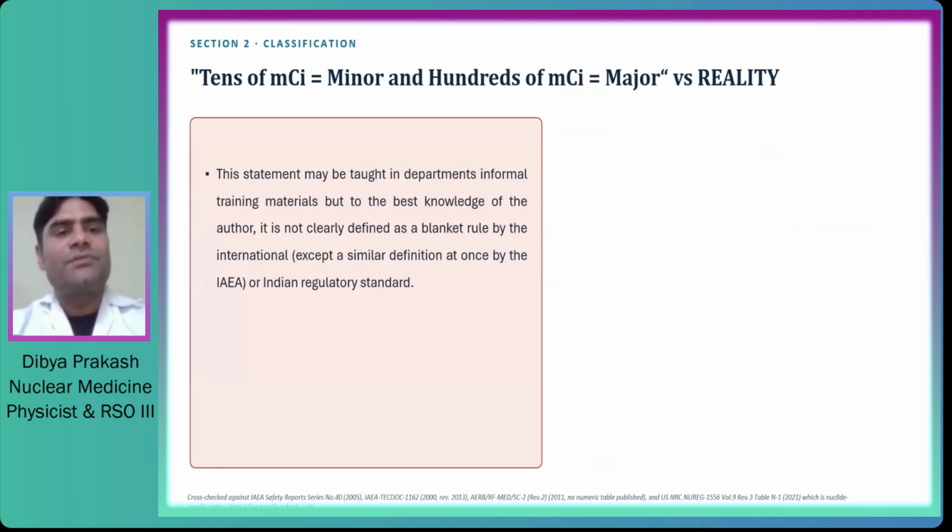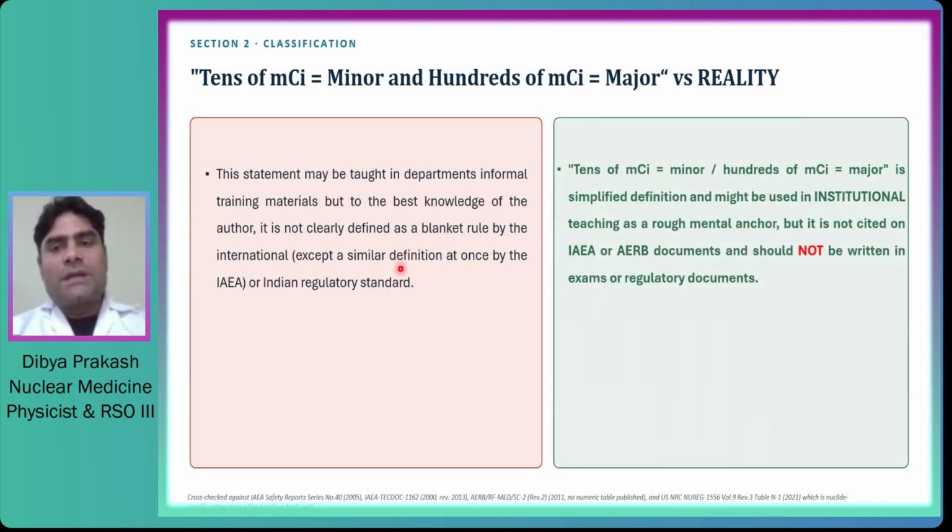So a rough definition is tens of millicurie as minor and hundreds of millicurie as major. This can also be defined in some way, but the reality of this statement is that it may be taught in departments in informal training material, but to the best of the knowledge of the author, meaning me, who has prepared this presentation, it is not clearly defined as a blanket rule by the international authorities or the Indian regulatory authorities, except at one place in the IAEA document which I just showed. So tens of millicurie is minor and hundreds of millicurie is major.